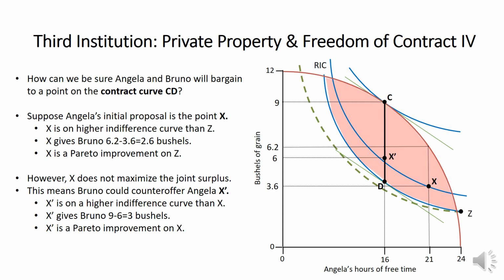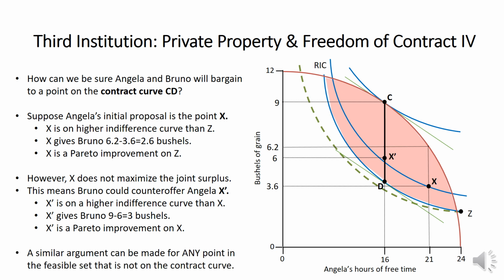So that means that Angela would prefer X prime to X. And you can also see that at X prime, where Angela's working for 8 hours and taking 16 hours of free time, she grows 9 bushels of grain and keeps 6. That means that Bruno's now getting 3 bushels. So X prime is better for Bruno as well as being better for Angela. So X prime is thus a Pareto improvement on X. And so if this were a counteroffer that Bruno were to make, Angela would accept it.